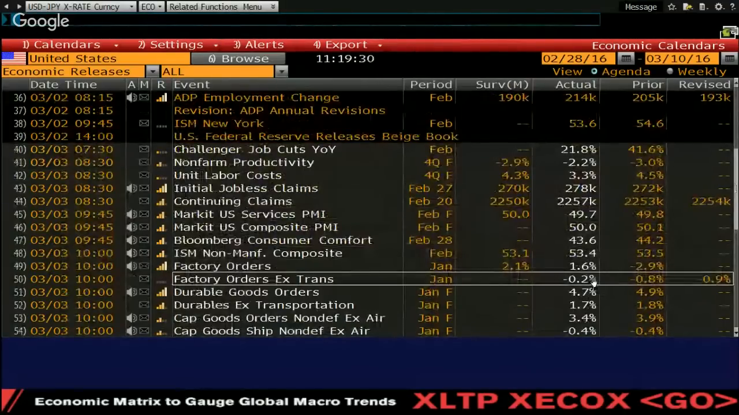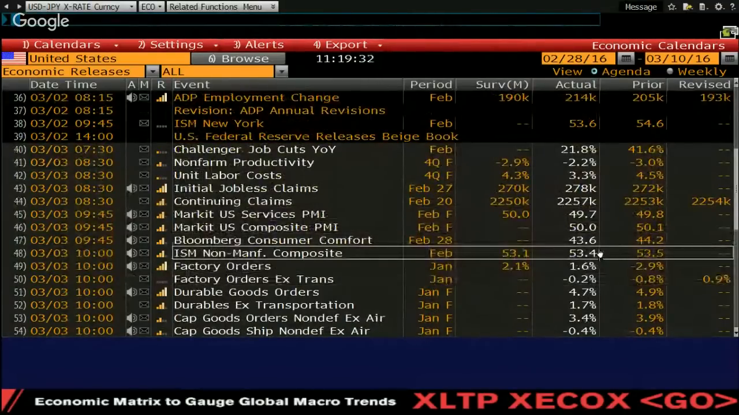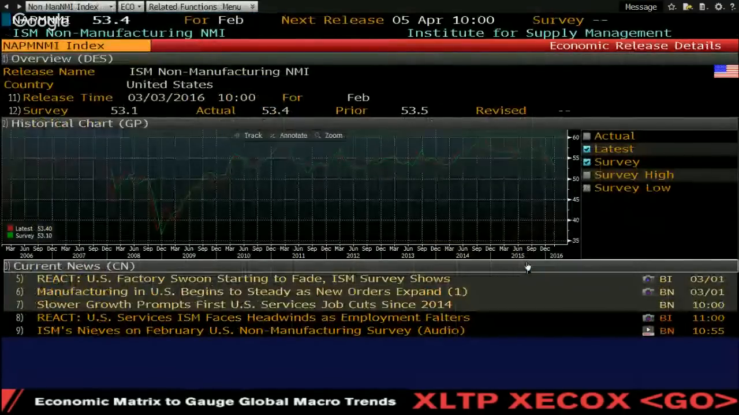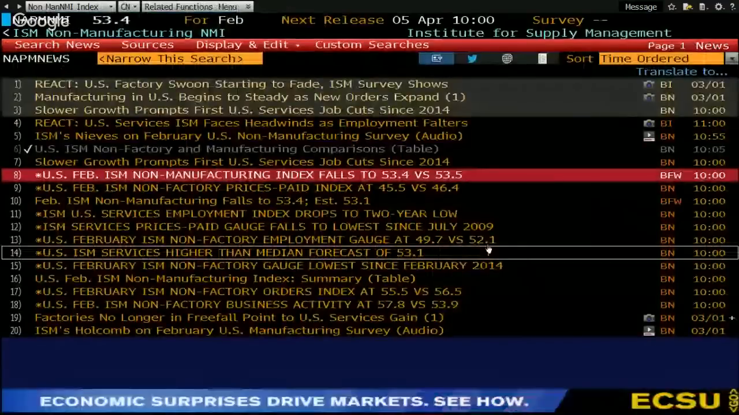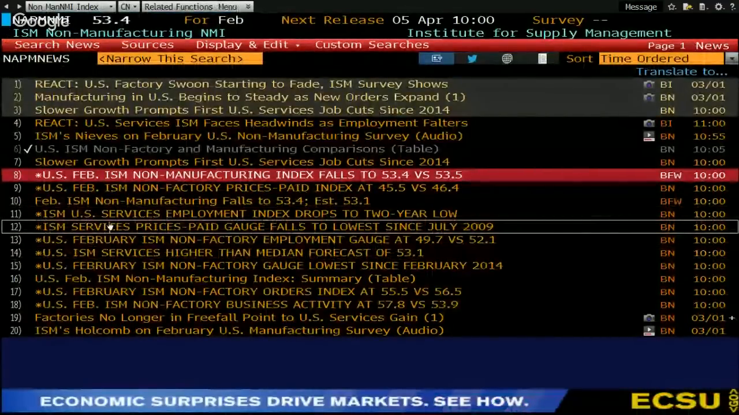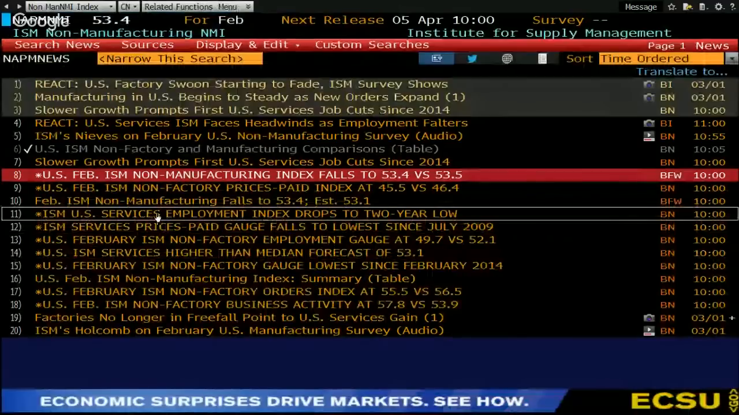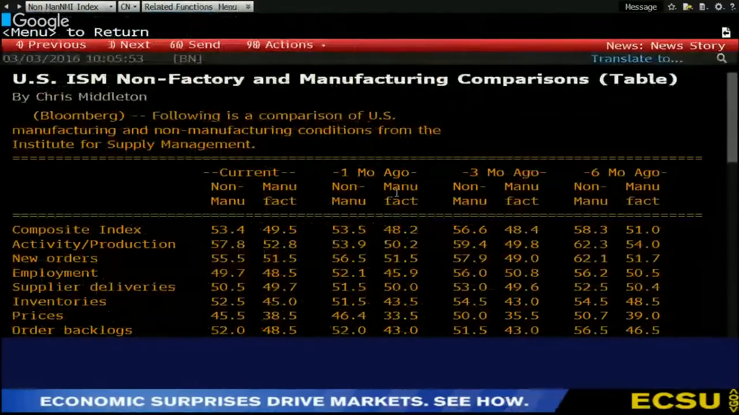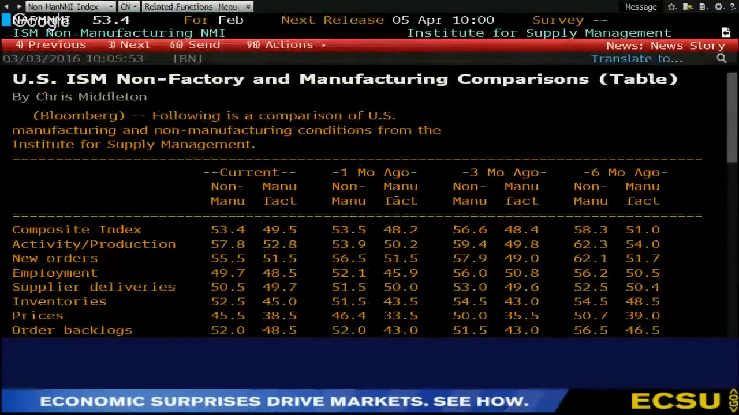But the problem is that it wasn't good enough. But what really is alarming for people who want to be long dollars going into non-farm payrolls is that this little line item here says the ISM U.S. Services Employment Index dropped to a 2-year low. So the employment component of service sector ISM dropped to a 2-year low. This is a pretty big deal because this indicates that the service sector saw weaker job growth. And in fact, it saw a contraction in jobs.